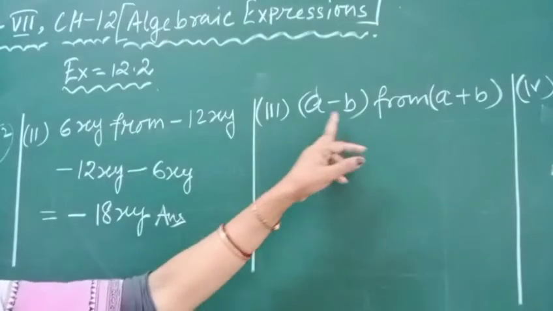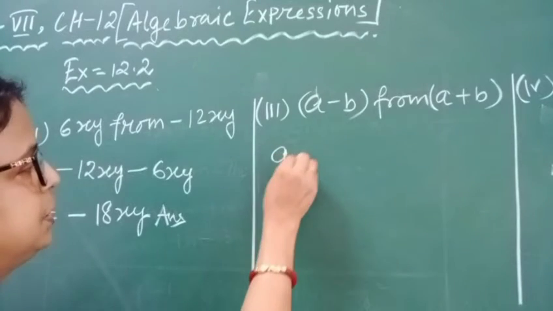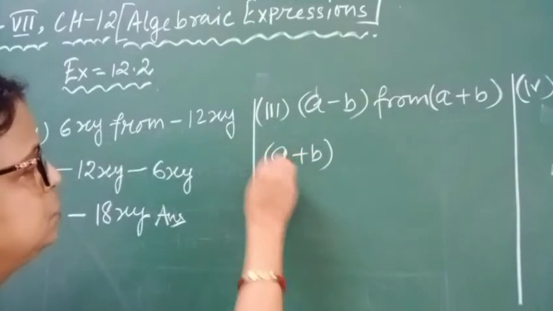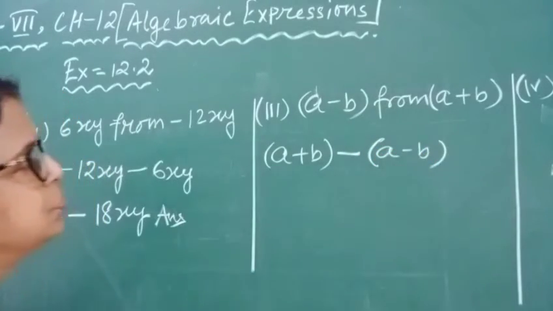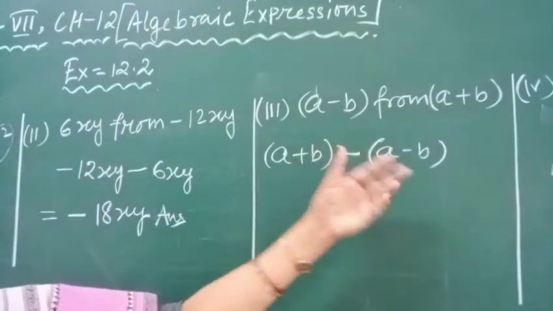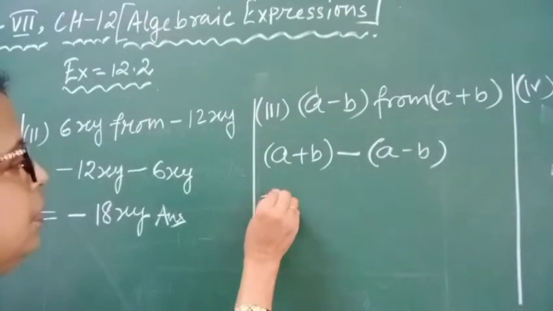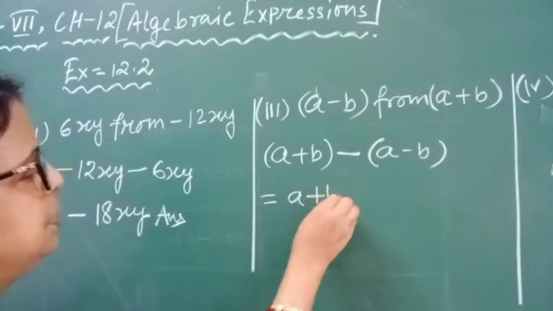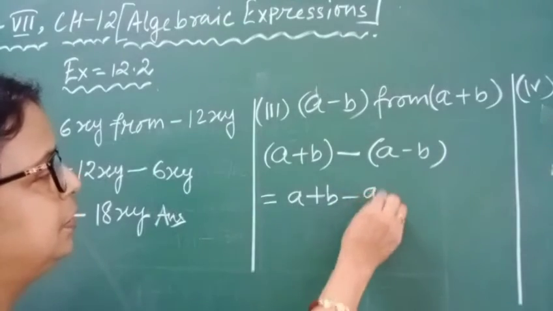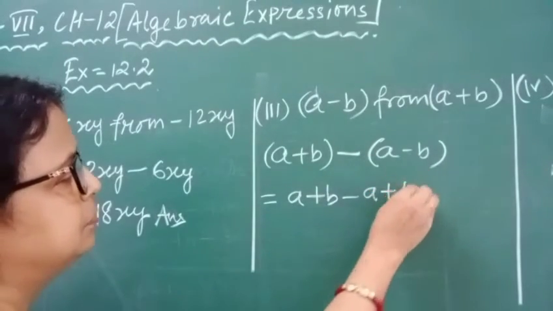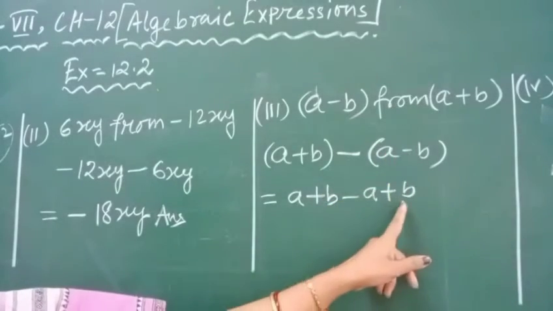Next sum is question number 3, a minus b from a plus b. That from portion I will write first. From a plus b, you are subtracting a minus b. So whatever they have given, I am writing inside the bracket. From a plus b, subtract a minus b. A plus b, then minus sign is outside, so be careful. Minus a, minus minus b becomes plus b.